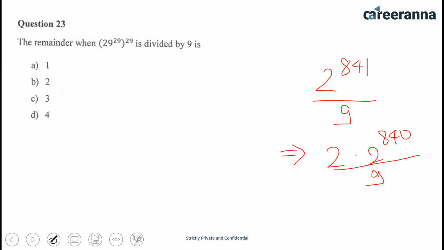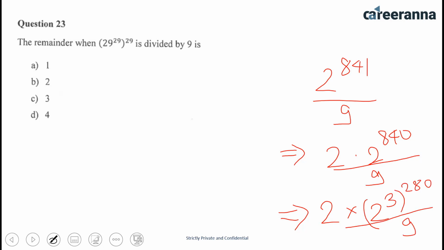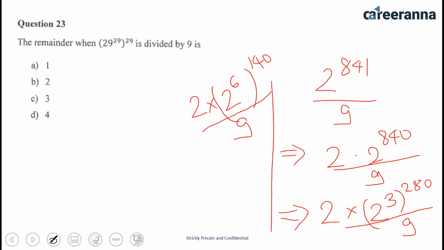and divided by 9. Now 2 into 2 power 840 can be rewritten as 2 cube into 280 divided by 9, or we can rewrite it as 2 into 2 power 6 into 140 divided by 9. I'm taking both the cases.